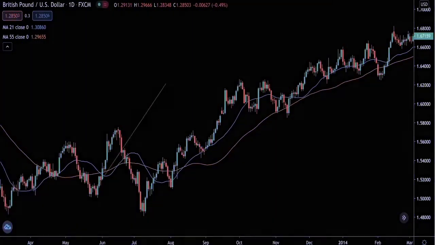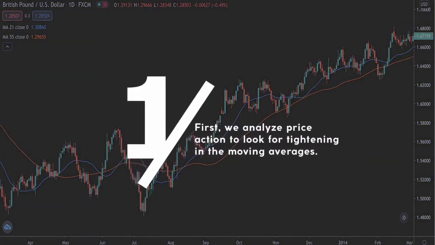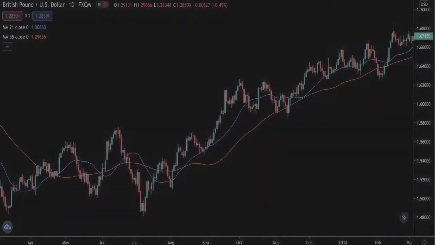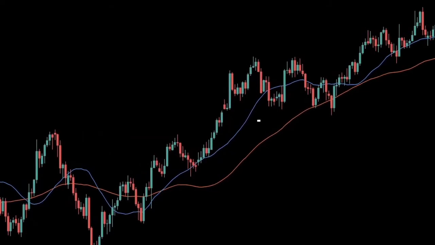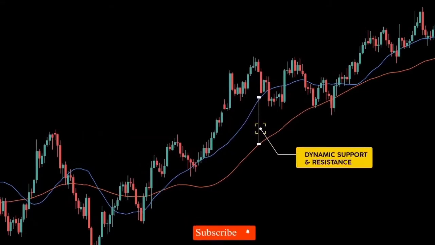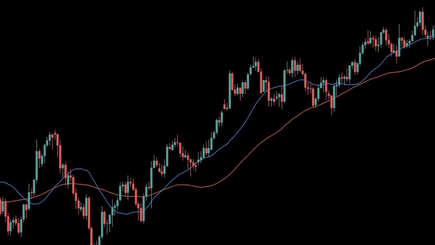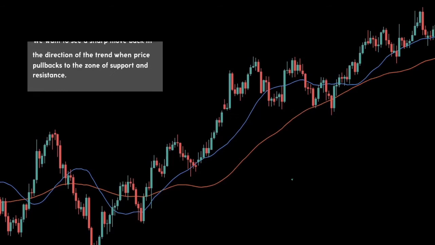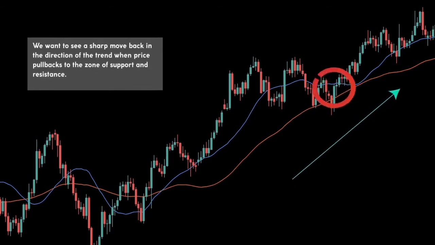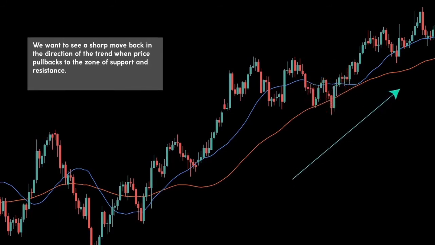So let me now walk you through the steps of this strategy. First, we analyze price action to look for tightening in the moving averages. We are looking for pullbacks into the zone of support or resistance that is created by the two moving averages. By watching how price behaves as it pulls back to the zone, we can determine the momentum of the current move. We want to see a sharp move back in the direction of the trend when price pulls back to the zone of support and resistance.